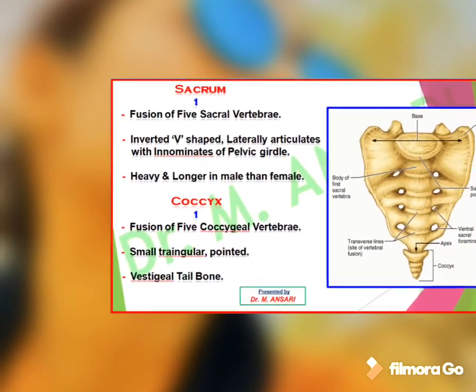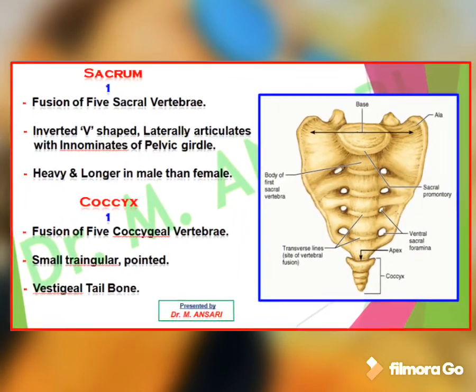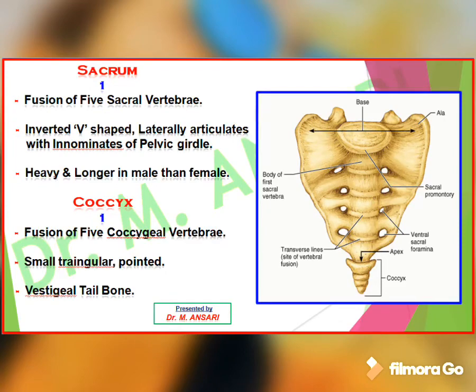Sacrum is formed by fusion of 5 sacral vertebrae. It is inverted V-shaped and laterally articulates with the innominate bones of the pelvic girdle. Sacrum is heavy and longer in male than in female. Sacrum consists of 4 pairs of transverse foramina through which arteries, veins and nerves pass.